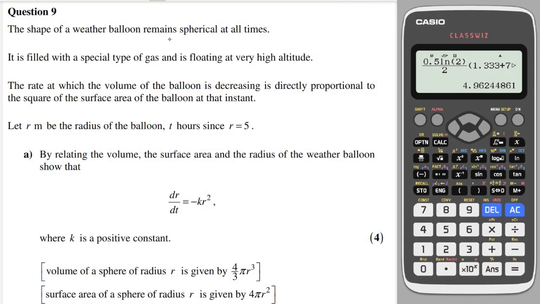The shape of a weather balloon remains spherical at all times. It's filled with a special type of gas and is floating at a very high altitude. The rate at which the volume of the balloon is decreasing is directly proportional to the square of the surface area of the balloon at that instant. Let r be the radius of the balloon, t hours since r is equal to 5. Okay, so that tells me that it starts, the radius is 5. By relating the volume, the surface area, and the radius of the weather balloon, show that blah blah blah. Okay.